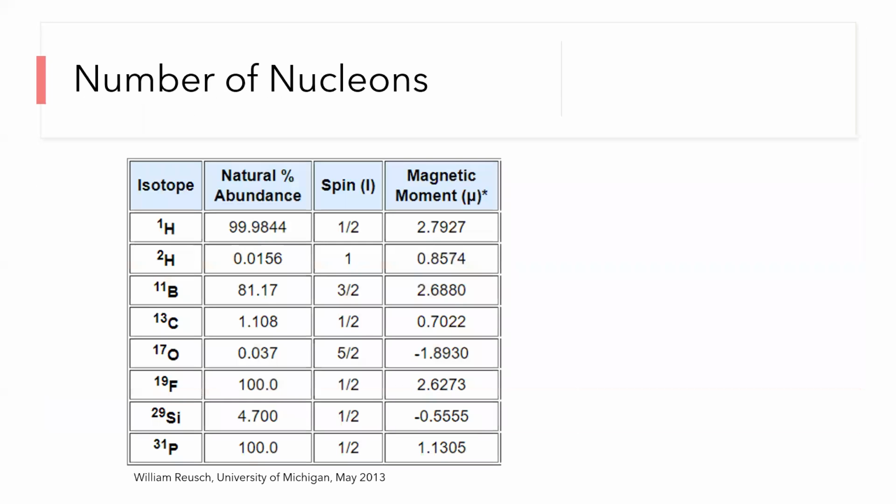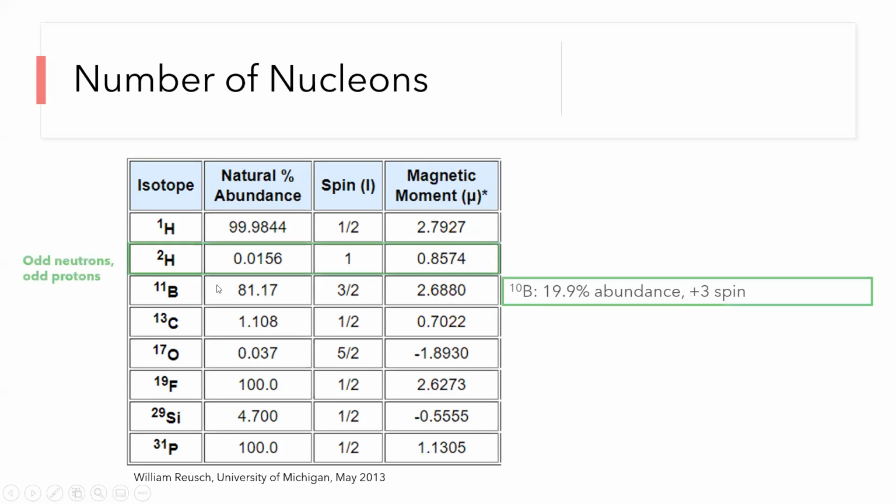So now I'll talk about the number of nucleons. This table is taken from the University of Michigan, and this is a list of some useful isotopes, some useful elements that we may use in NMR. And so when you have an odd number of neutrons and an odd number of protons, these are some examples, I've highlighted them. Hydrogen 2: 1 neutron, 1 proton.